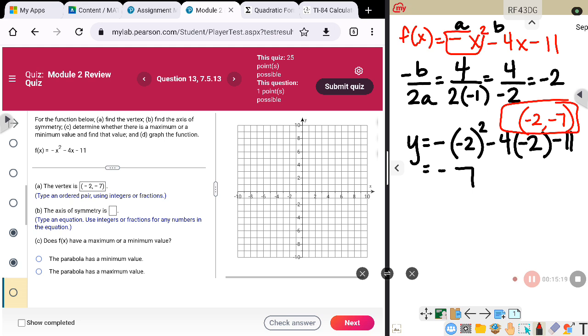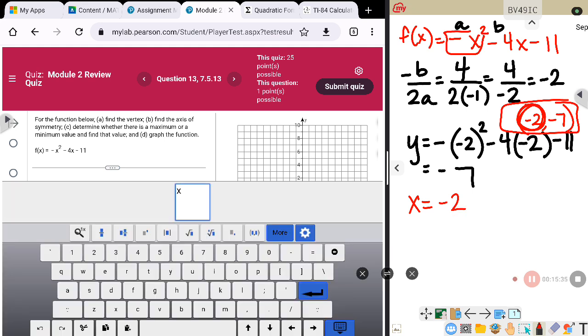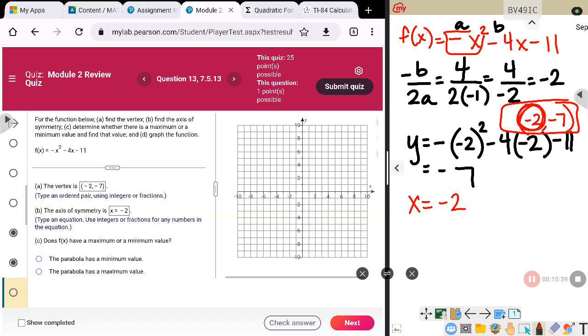So my axis of symmetry will be x equals, and then you're just looking at the vertex again, looking at that x coordinate. So x equals -2. Type in the equation, the whole equation. And does this one have a minimum or a maximum?